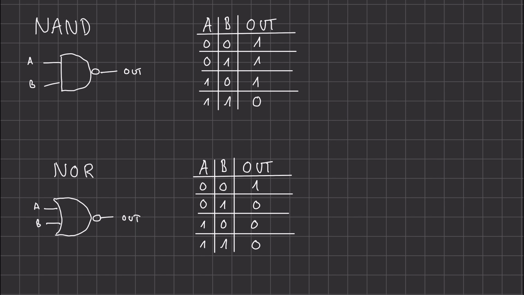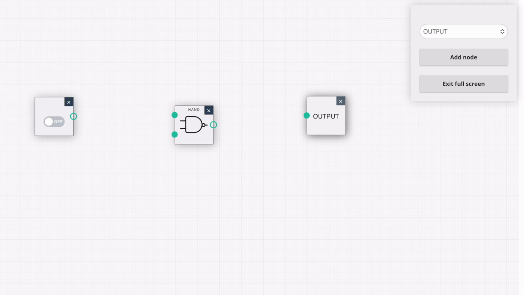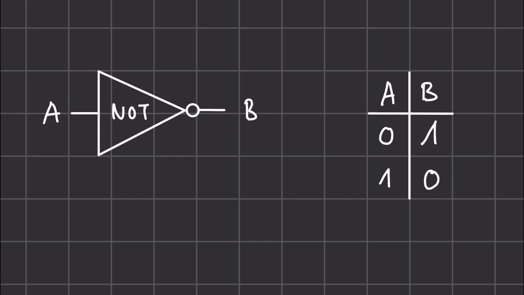So I'll show you both for the NAND and the NOR gate that you can use these to build the other gates. So I'm going to start off with the NAND gate, and first we're going to try to replicate the NOT gate. In our last video, we learned that the NOT gate only has one input, and the output is always the inverse of the input.